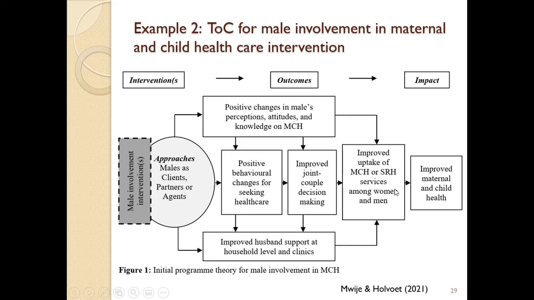That would also improve, of course, women taking up those maternal and child health services, but it could also improve sexual reproductive health service uptake among men themselves, and at the end of the day, it can lead to improved maternal and child health, and therefore reduced maternal mortality rate. Okay, so this is an example of theory of change. Or some organizations, you'll find they call it program theory.